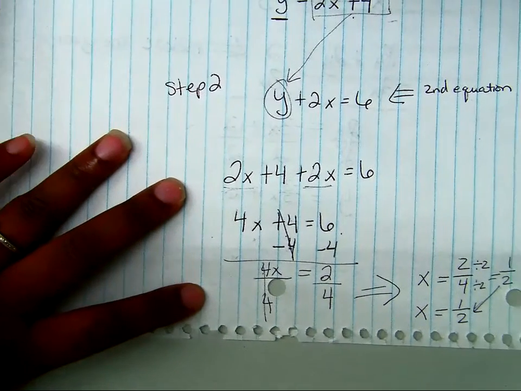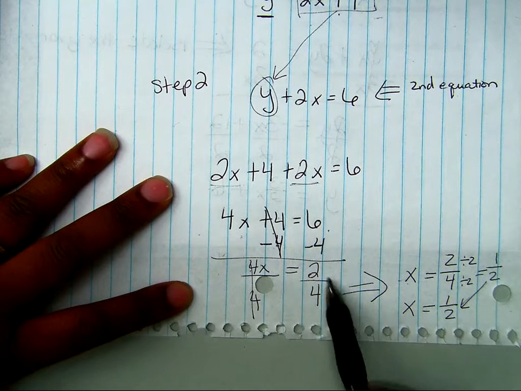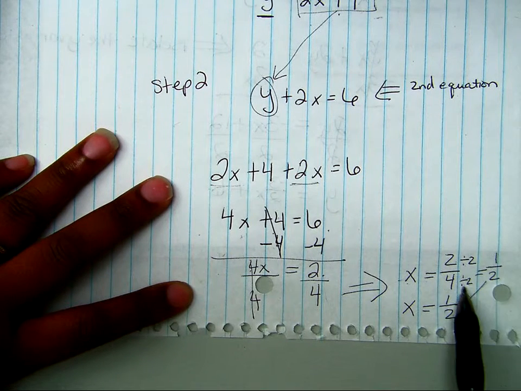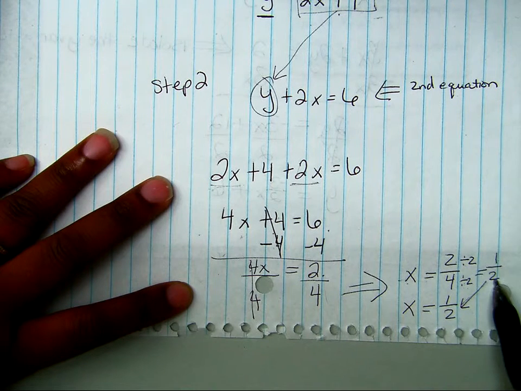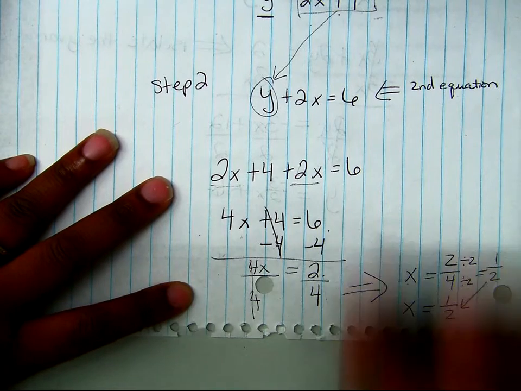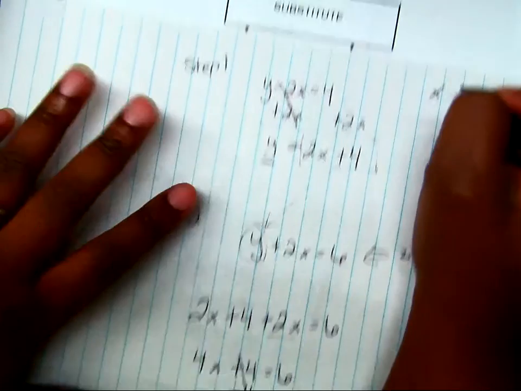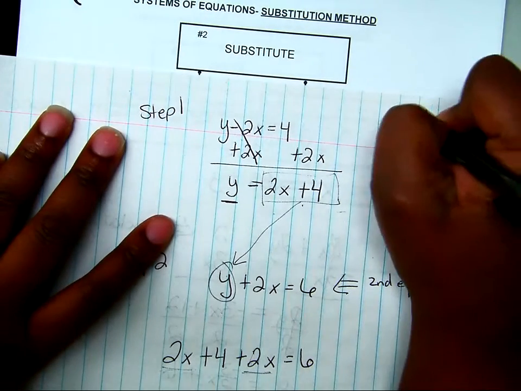I'm sorry, again, you couldn't see that. Okay? So x equals 2 over 4. I reduce by dividing the top and the bottom by 2. Left me with 1/2, so x is equal to 1/2. So now I know what x is. x equals 1 over 2. That's important.